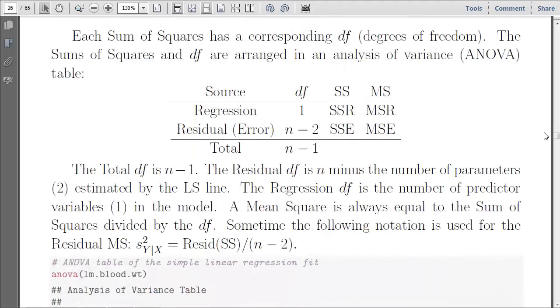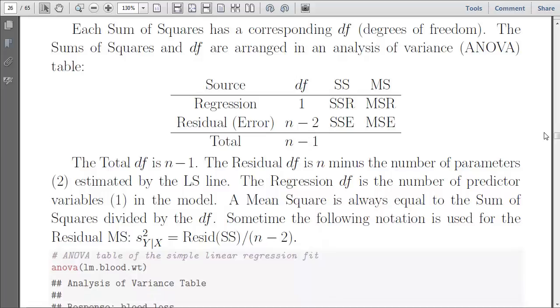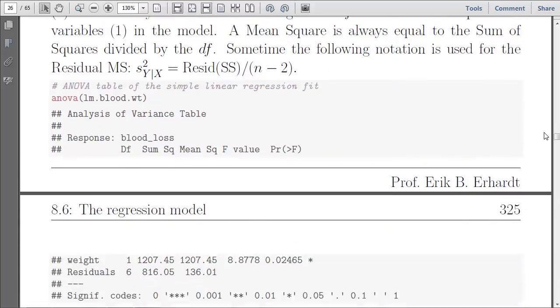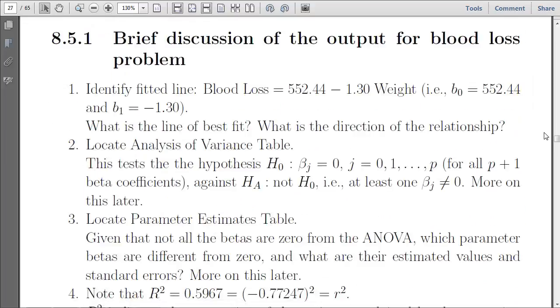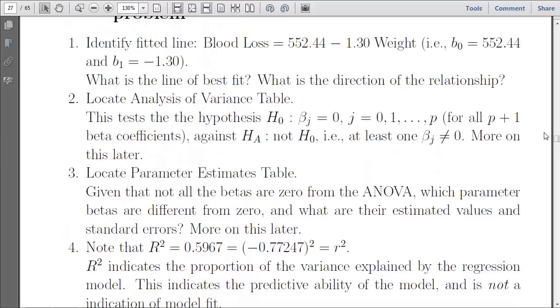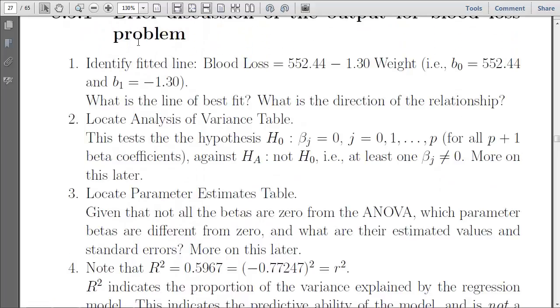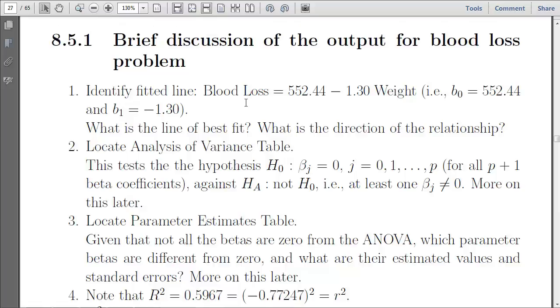All right, I'm going to skip by the ANOVA table for regression, and how to produce that plot. I go through some discussions of some of these quantities. So in our blood loss example, we have the fitted line of blood loss is 552 minus 1.3 weight. And that's the line of best fit. What's the direction of the relationship? Well, the sign for the slope is negative, so that is a negative relationship. As the x variable weight increases, we expect the y variable of blood loss to decrease.